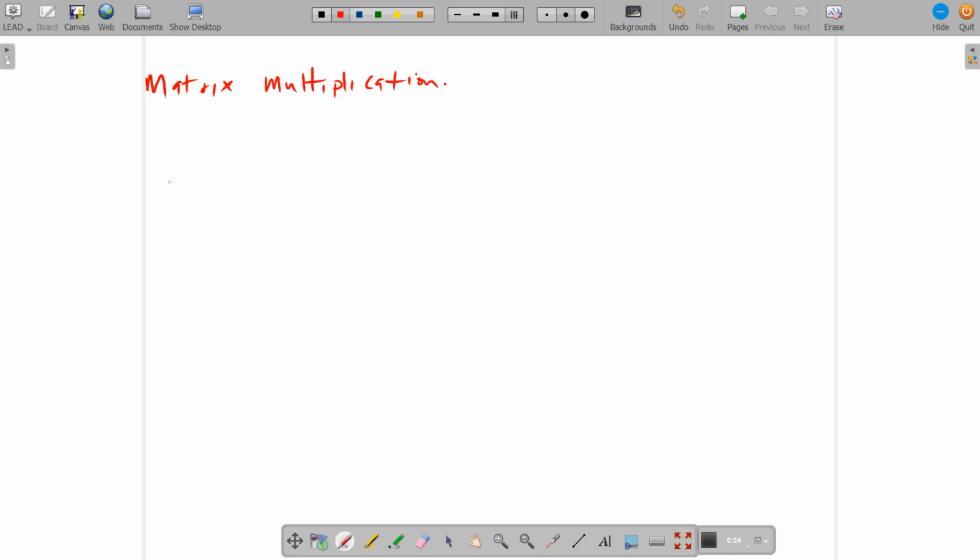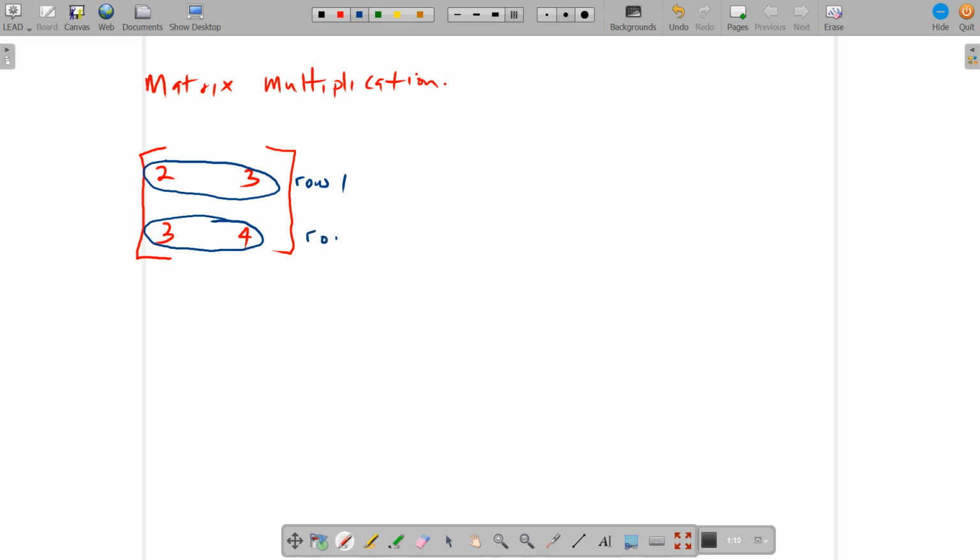So let's start with the meaning of matrices, which I'm sure you know. It is an array like this. You have rows and columns. Let's say we have 2, 3, 3, 4 here. So let me pick a color to make it look delightful. What we have here, we call row one. And what we have here, we call row two.